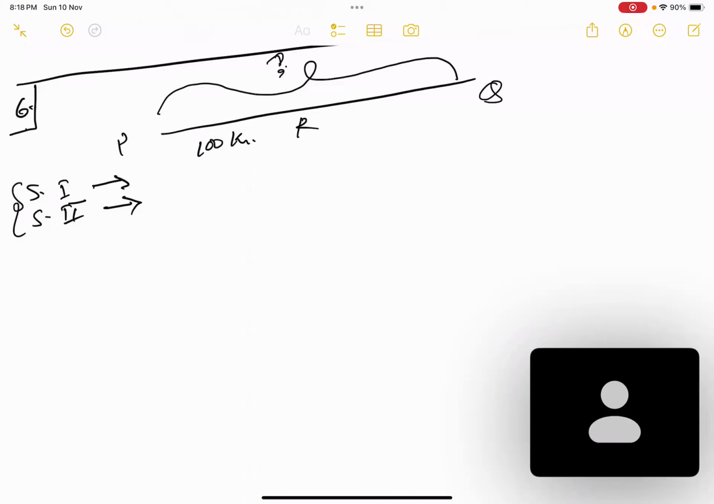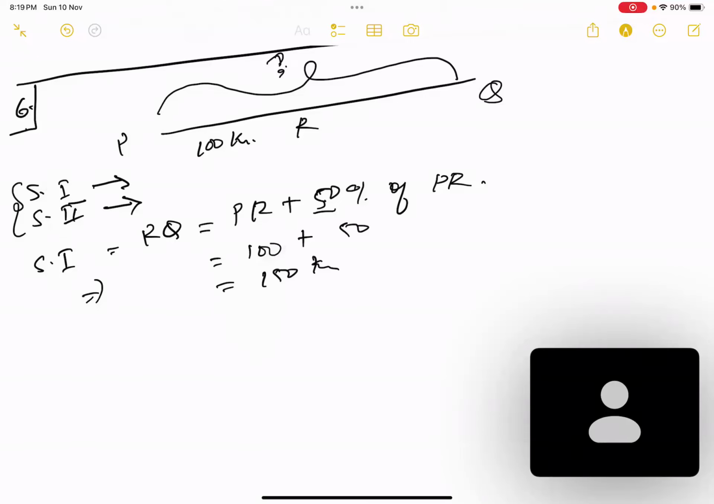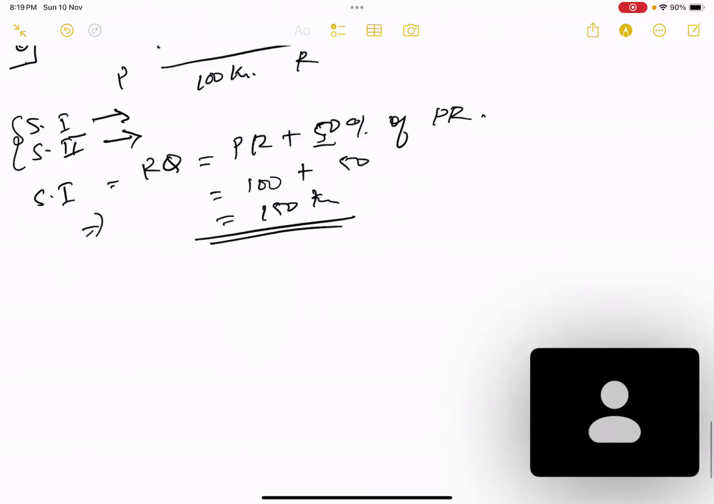Statement one says that the distance between R and Q is 50% more than the distance between P and R, plus 50% again extra, 50% of PR. Which means PR is how much? 100 plus 50% of PR is 50, so it's equal to 150 kilometers. Okay, so statement one is that.